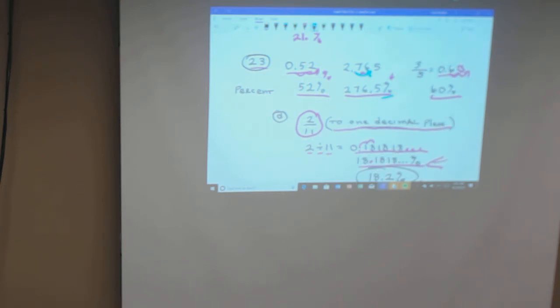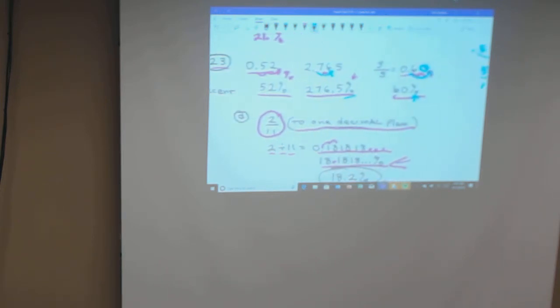Move it 2 places. Oh, I have to first change it to 0.6 and then add a 0 so I can move it 2 places and add a percent sign. What's 23D? 2 over 11. Oh, that comes out to be 0.18181818.